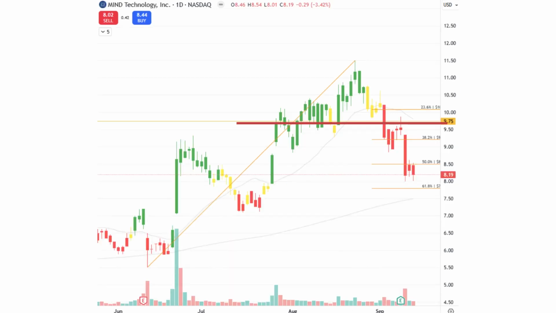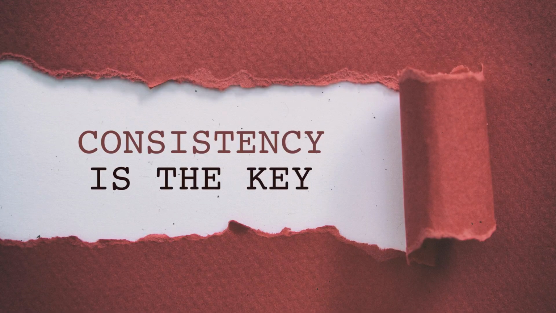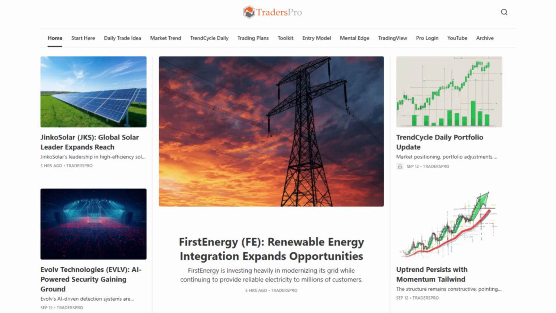And when a setup fails, we cut losses quickly and move on. That's part of the process because no system wins every time. The edge comes from consistently applying a strategy that has positive expectancy over hundreds of trades. And that's the bigger picture you're stepping into here.